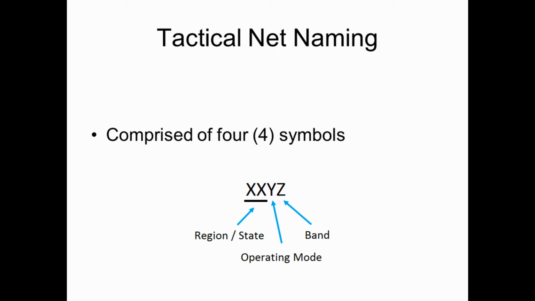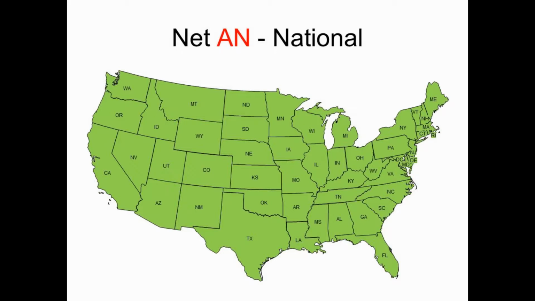The tactical net naming in this video utilizes 4 symbols for net naming. The first 2 symbols represent the region and/or state. The third symbol represents the operating mode, and the 4th symbol represents the band. You are not constrained to only 4 symbols in your implementation. At the national level, in this example, the net name on the first 2 symbols is Alpha November. This corresponds to the Amron network, but could be any other network of your choosing.